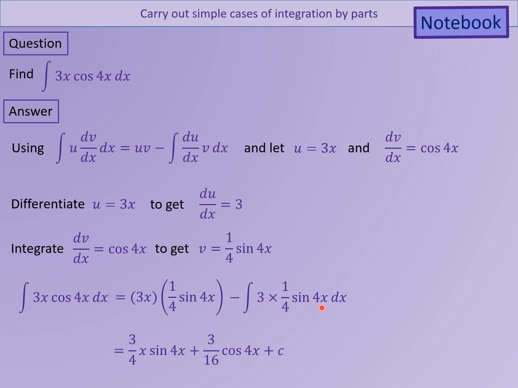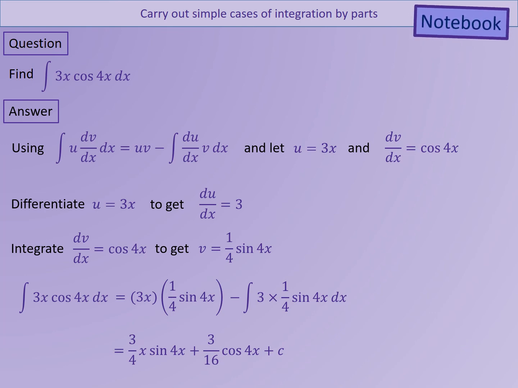How do I integrate sine 4x? I go to minus a quarter cos 4x. The minus goes to a plus, because it goes from sine to minus, minus is a plus. The other quarter goes with this, and that makes where the 16 comes from. So just check you're happy where that 3 over 16 cos 4x comes from, plus c. And there's your final answer using integration by parts.